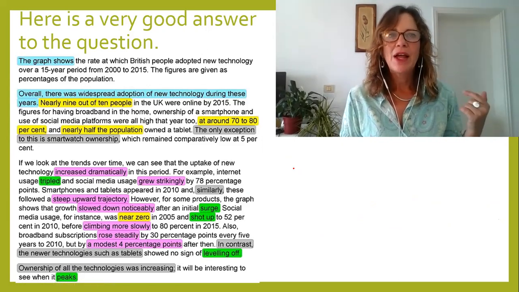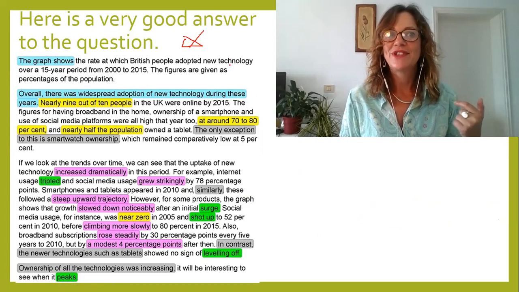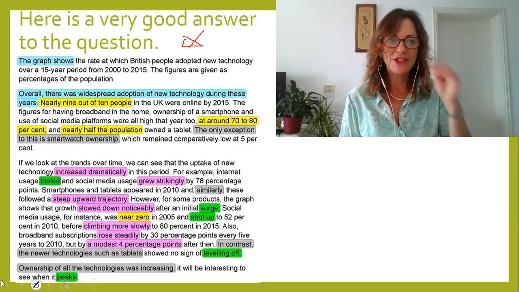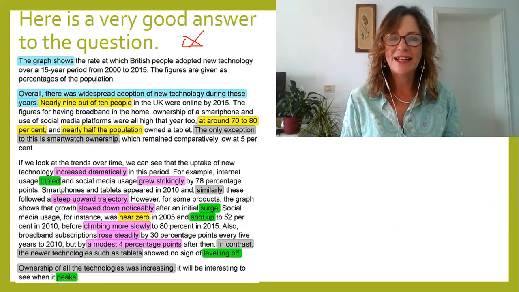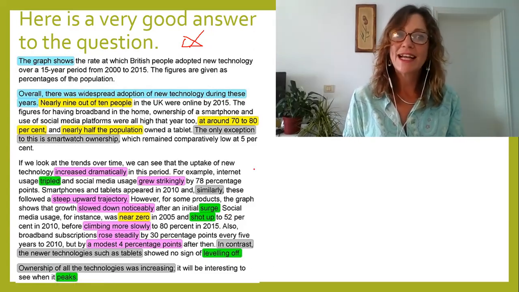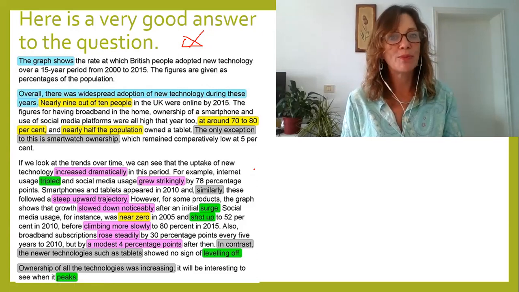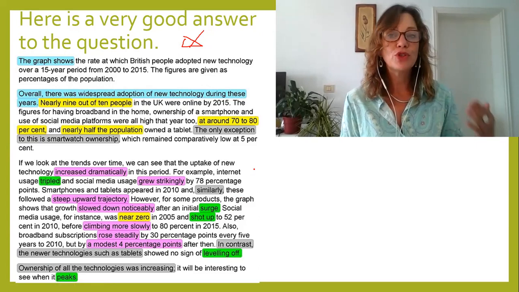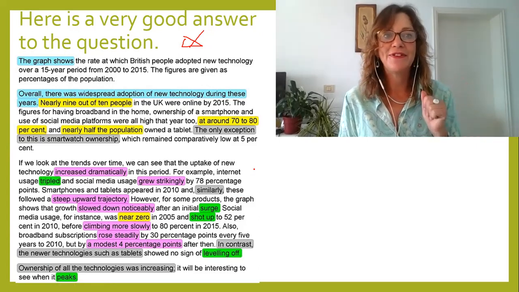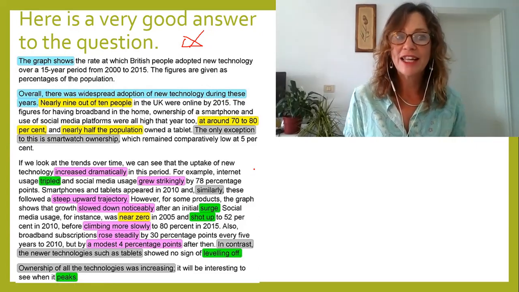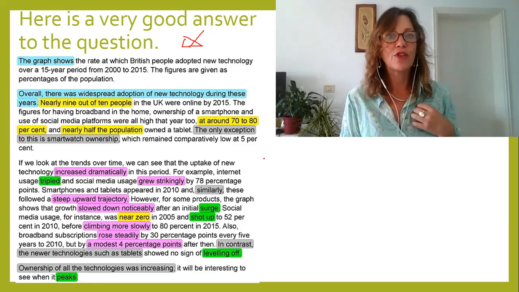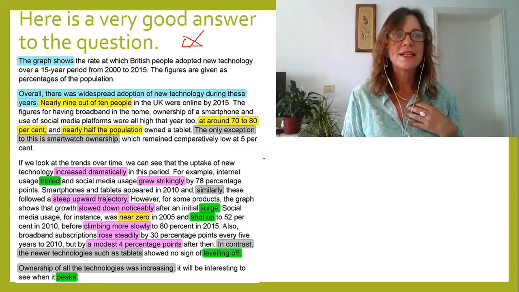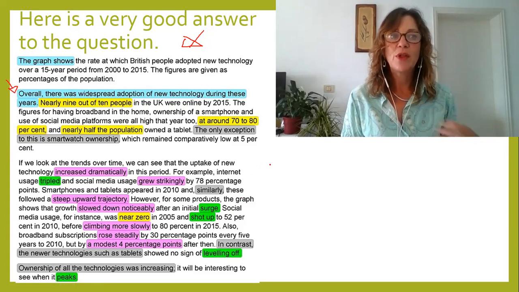So there we are. This is an answer to that fantastic chart that we just looked at. This is the answer. Let's read it together. The graph shows the rate at which British people adopted new technology over a 15-year period from 2000 to 2015. The figures are given as percentages of the population. So first of all, they're writing the overview.